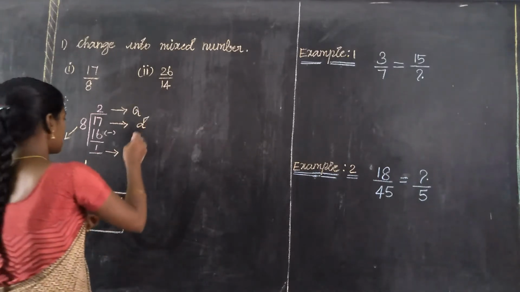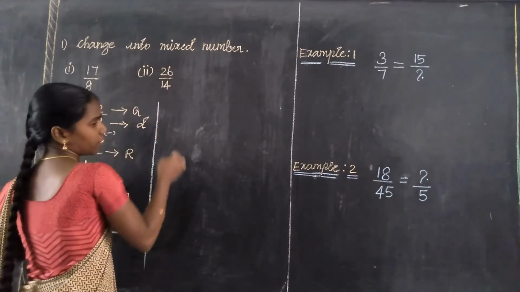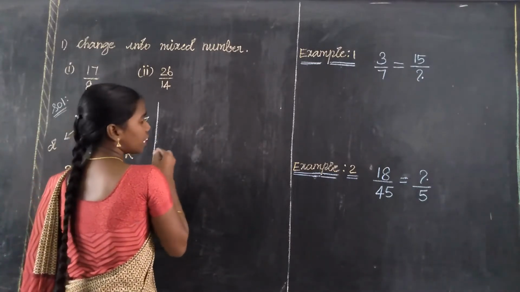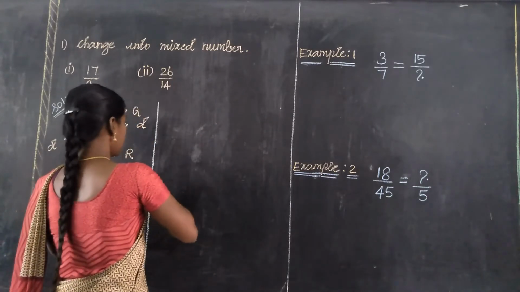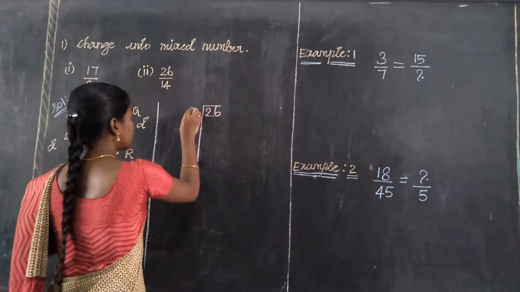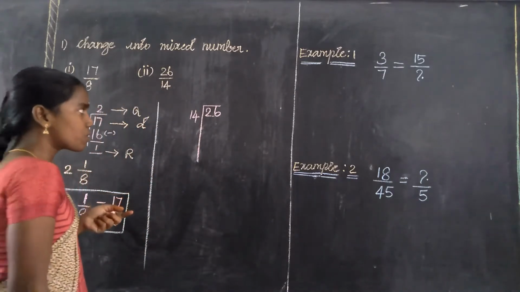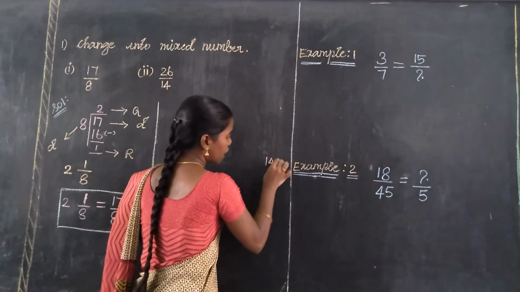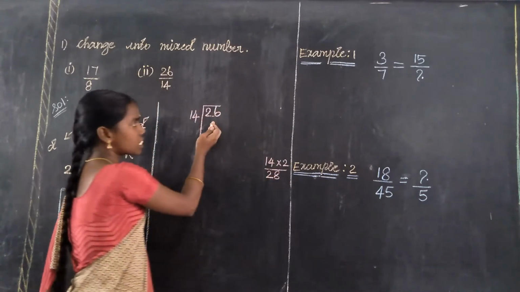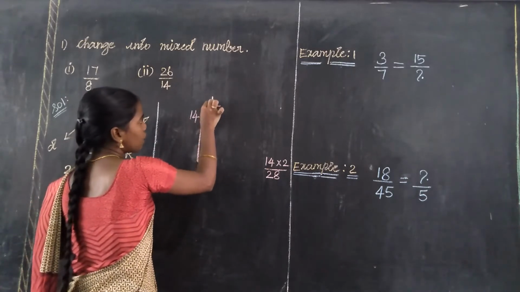Next, the problem is 26 divided by 14, with the same procedure. The divisor is 14 and the dividend is 26. So divide this value: 26 divided by 14. How many times does 14 go into 26 exactly or nearly? 2 times 14 is 28, which is more than 26, so you choose one time. That is 1 fourteen is 14.